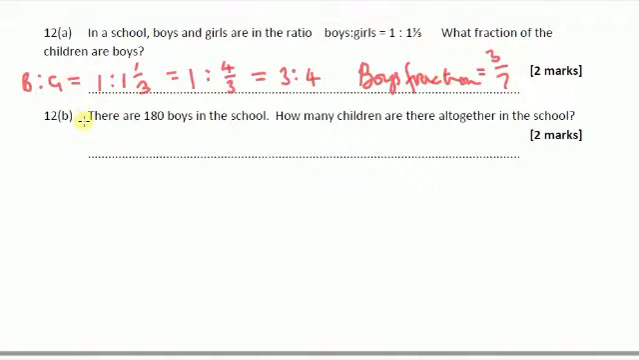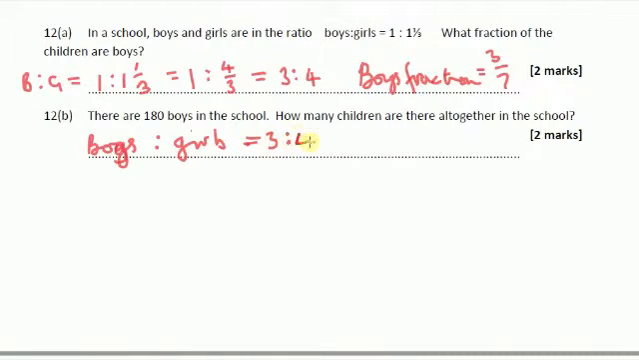Part B. There are 180 boys in the school. How many children are there altogether in the school? So we know the ratio is 3 to 4. So let's call the number of boys. Let's write it down first of all.